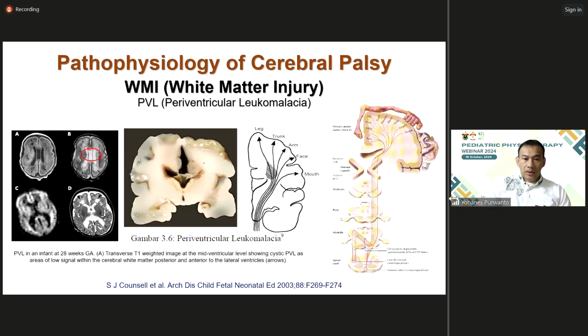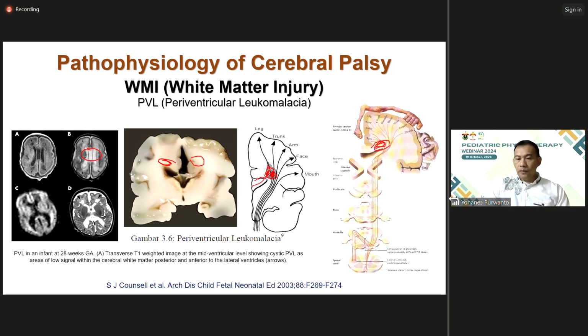This problem is around this area, the periventricular area. I will show you how, because PVL is most commonly associated with the type of cerebral palsy called CP spastic diplegia. You can see here an area of the lesion in the middle of the subcortex. We call this the periventricular region. This is next to the ventricle, and it's periventricular.